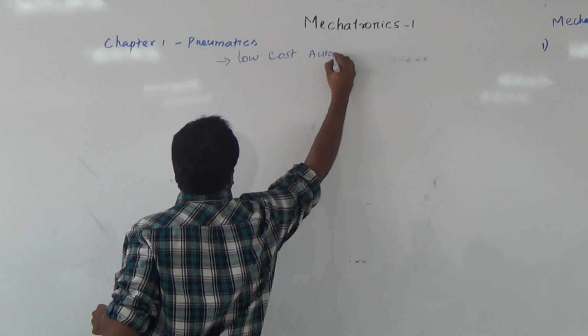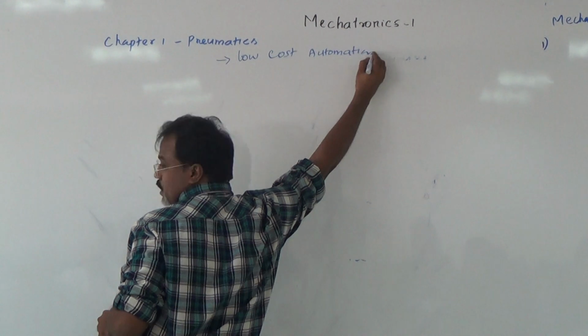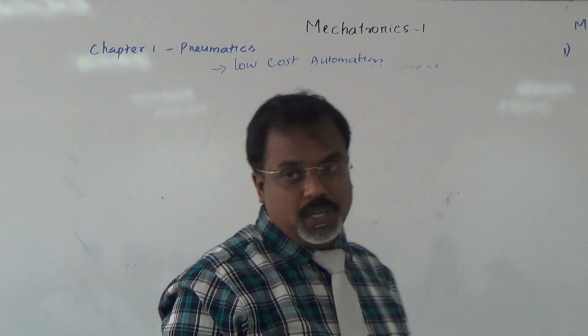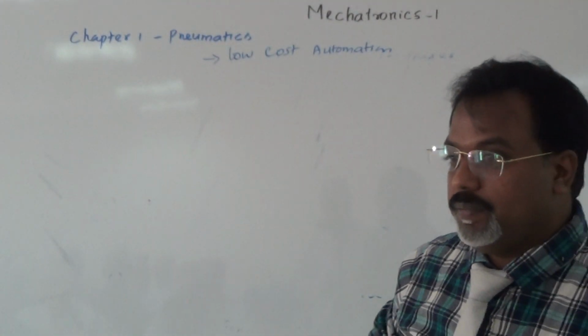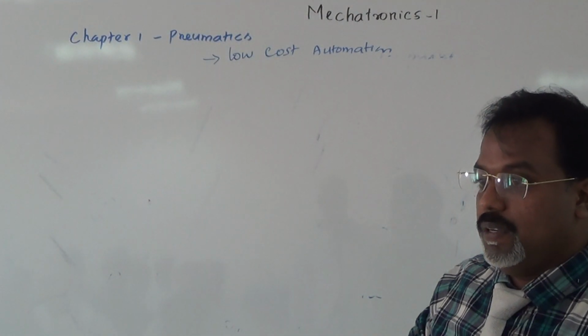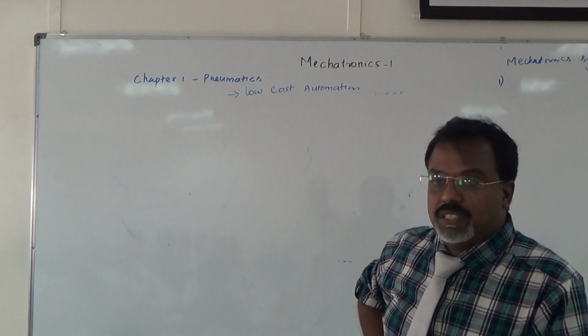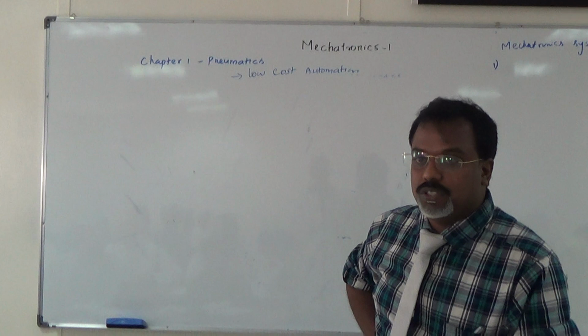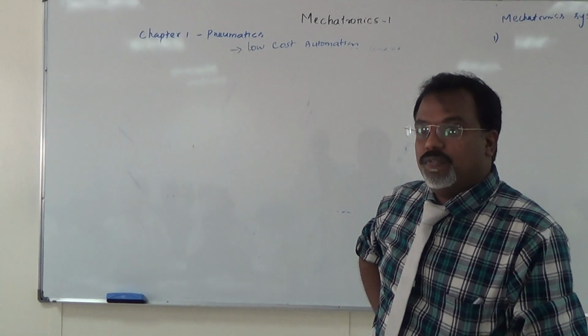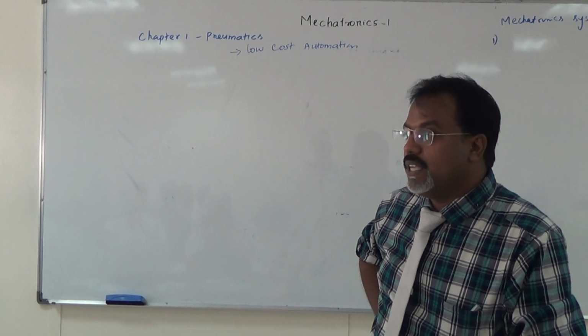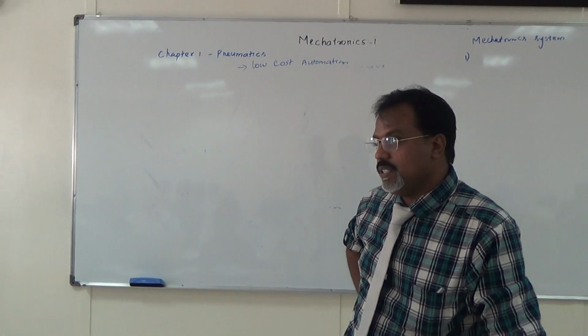Automation means what? First, what is meant by automation? Anyone? See, when you do automation in industry, you can reduce the human intervention. If there is no human intervention in a process, we can say that process is an automated process.